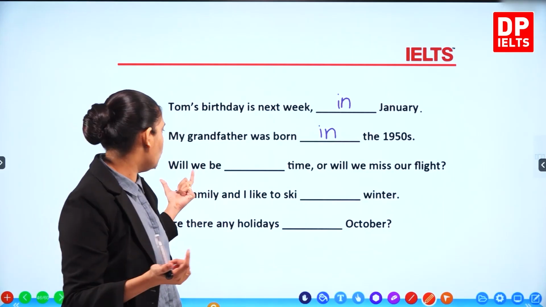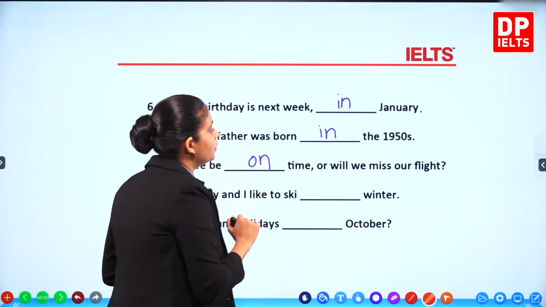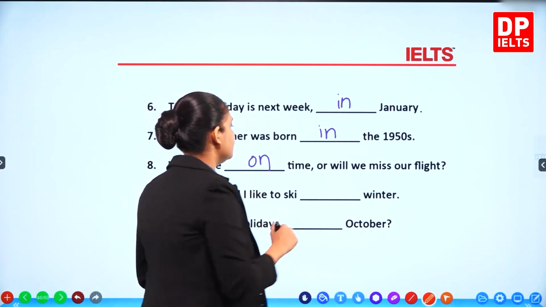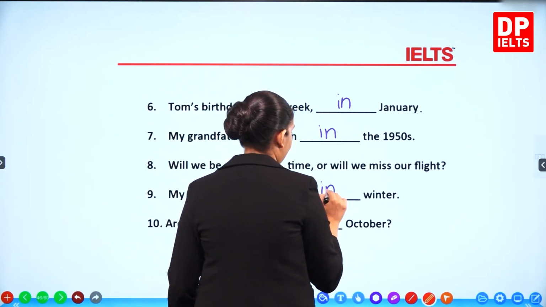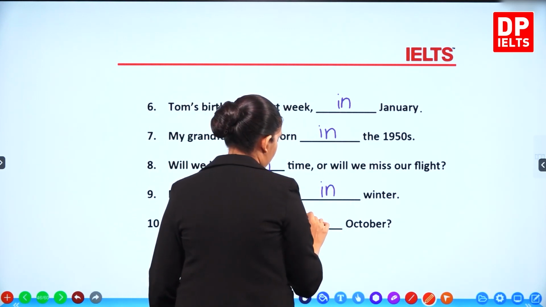So in. Will we be on time or we will miss our flight? My family and I like to ski in winter. Are there any holidays in October?